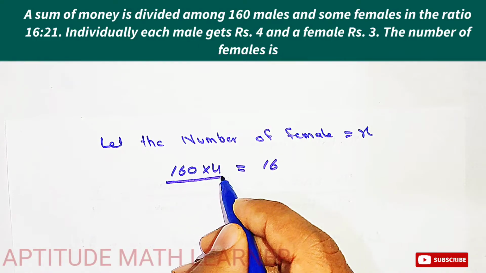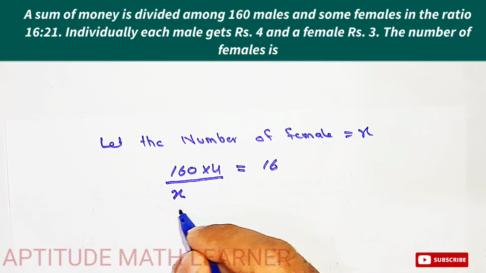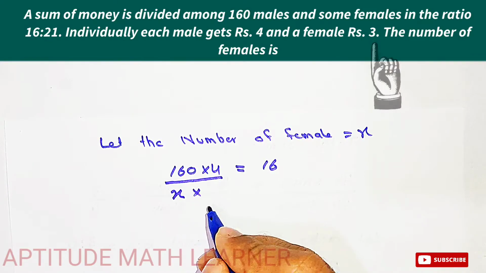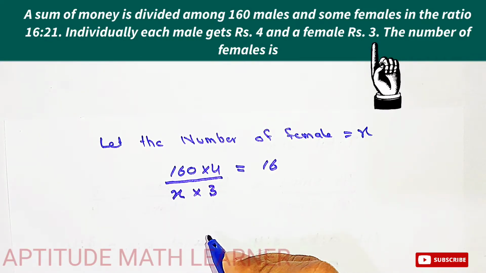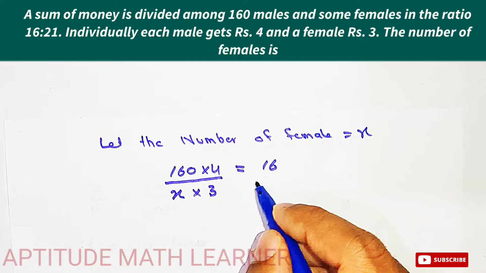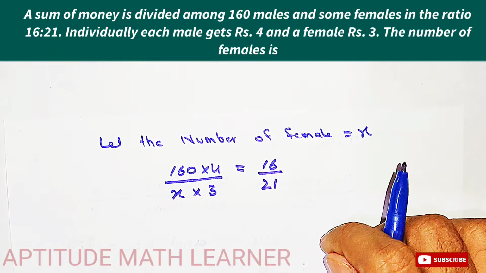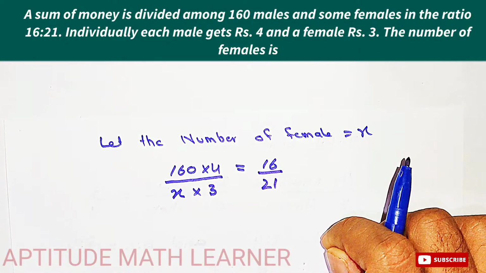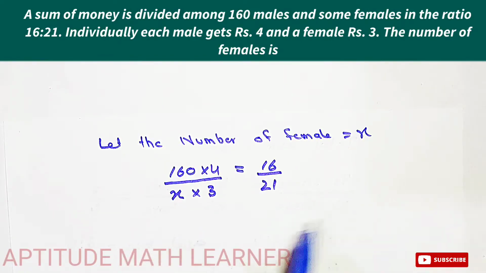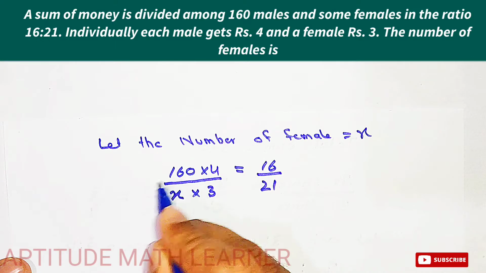And here we have taken the number of females, which we don't know, as X. This is the number of females which we have to find out, and each female will get ₹3 individually. So 3 is multiplied by the total number of females, and this is in the ratio for the sum of their amount. So now we have got this formula, and it is very important for you to understand this question. Now if we cross multiply it, we will be able to find out the value of X.